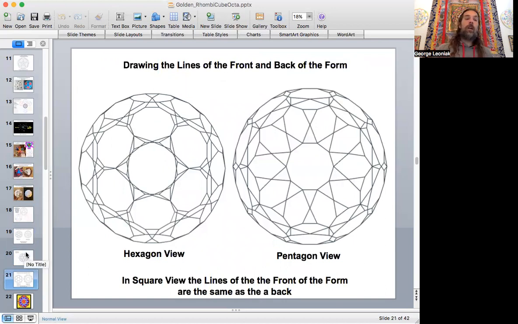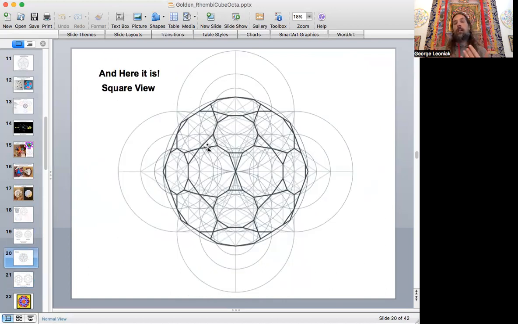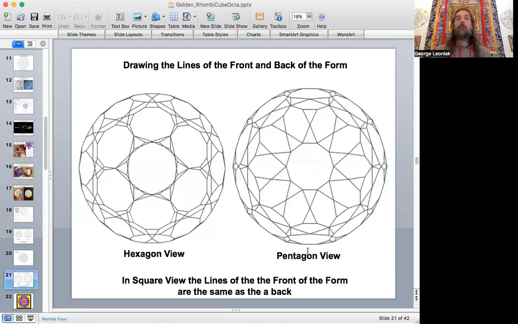But of course, with square view, just so you know, the front lines here, the ones that are towards us, are the same as the back lines. So there is no back drawing to this. There's no lines that are going to fill in any of these spots. The front is the back. And for the hexagon view and the pentagon view, if you're looking through the form as if it were like a wireframe structure, you would see the lines on the back, and those produce some lovely patterns.